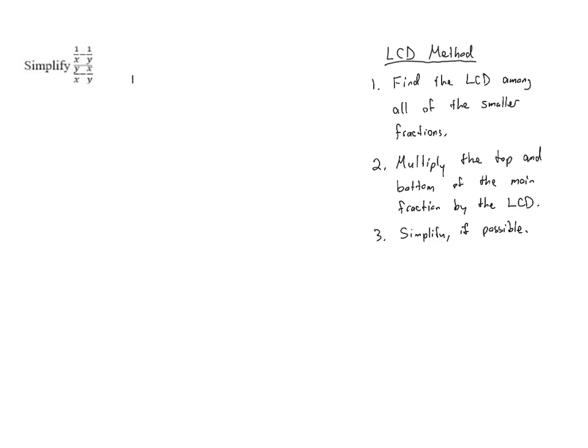I'm actually going to rewrite it a little bit bigger and a little bit further away from what's already written so that we have some more space. So this is the problem. Now if we look at all of the smaller fractions, the denominators are x, y, x, and y, and the LCD among all of those is just going to be xy. We know the LCD has to have an x as a factor and also a y, and so the LCD here just becomes xy. And so we're going to multiply the top and the bottom of the main fraction by the LCD, in this case xy.